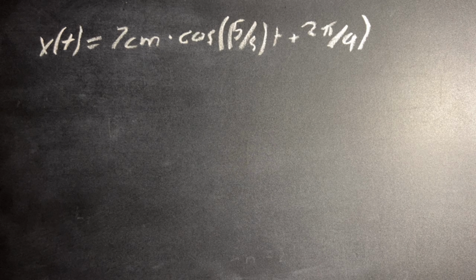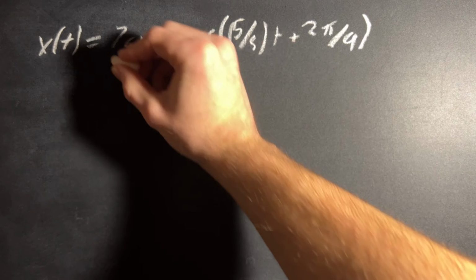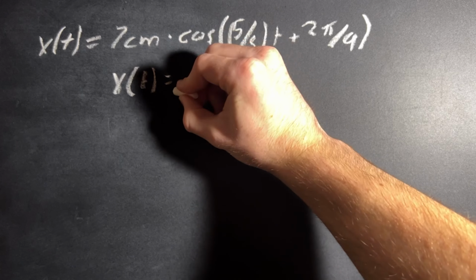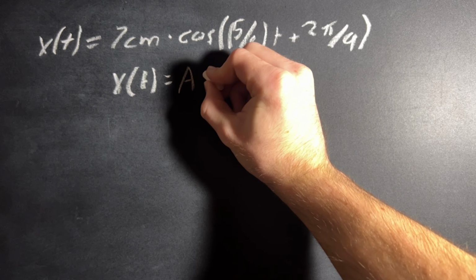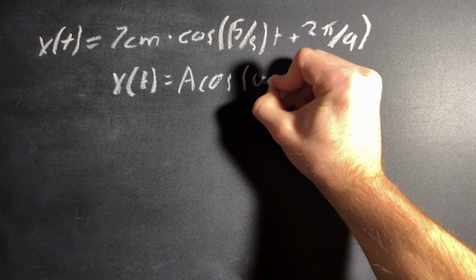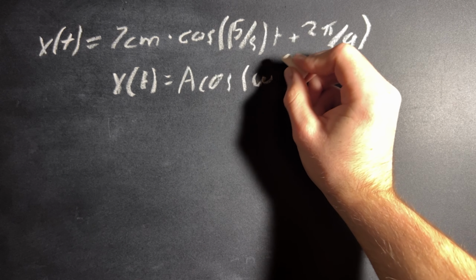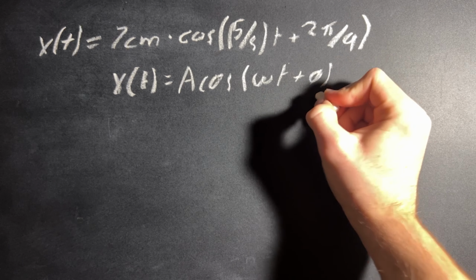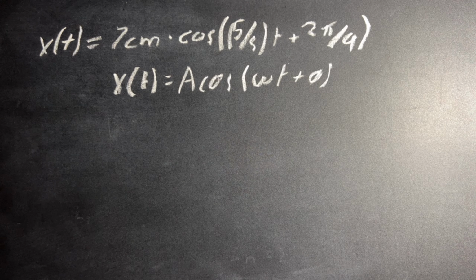Now, as you might be able to tell, this equation is modeled directly after this one: A times cosine of angular frequency t plus phi. This is the displacement equation for simple harmonic motion.